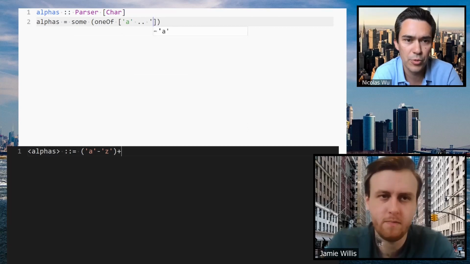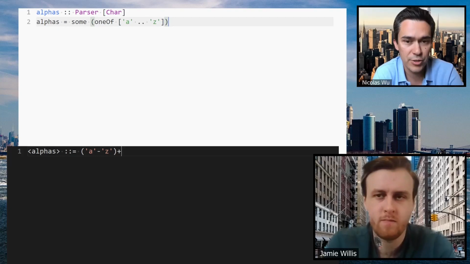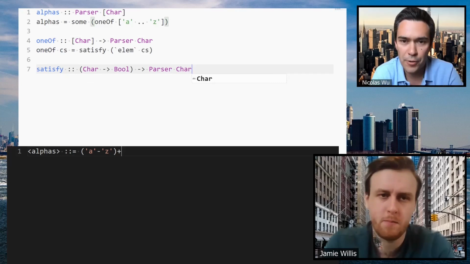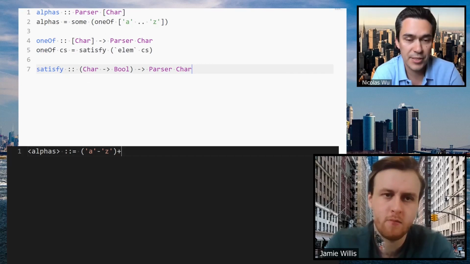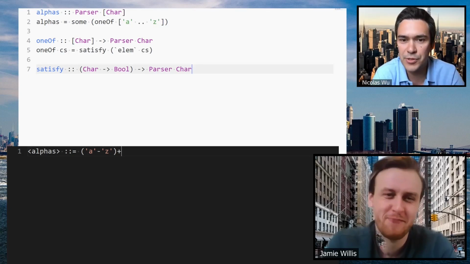We're using oneOf, which will take one of the A to Z in the range as you've done, and the some says that you simply want some of those. Ah, that's neat. Okay, so how are oneOf and some implemented? Well, they're also in terms of simpler combinators. oneOf is in terms of the primitive satisfy, and satisfy takes a predicate and accepts an input character that satisfies it. For oneOf, we simply want it to be an element of a given list cs.